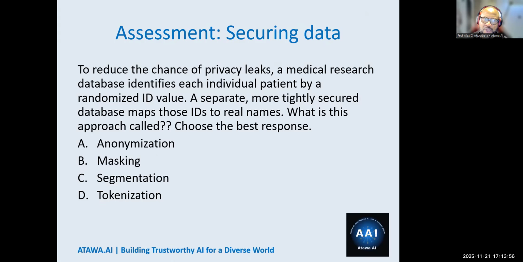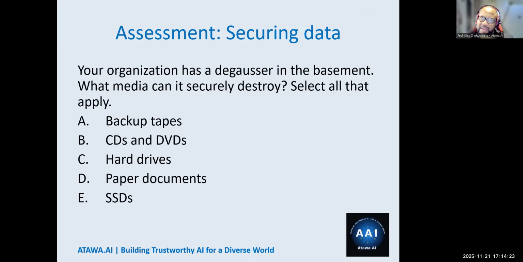All right, quick review questions. To reduce the chance of privacy leaks, a medical research database identifies each individual patient by a randomized ID value, like a medical ID value. A separate, more tightly secure database maps those IDs to the real name. What is this approach called? Choose the best answer. So the token is that random value that I'm assigning to them, right? So I can map it back.